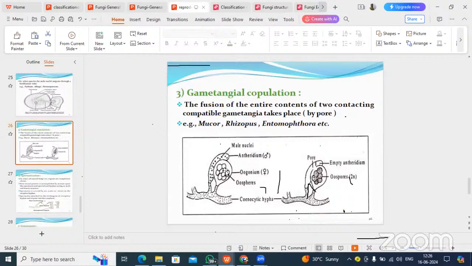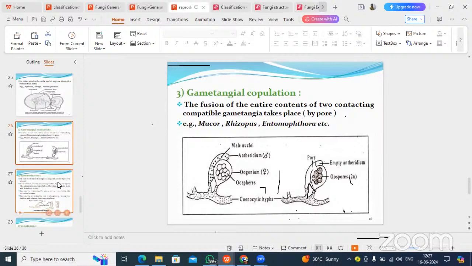Egg cell inside. The antheridia release antheridiospores and it fuses with the egg cell. You see in a single thallus, side by side cells, one cell is forming the archegonium, the oogonium. The other cell is forming the antheridium. These two are joining and sending the antheridia toward the oogonium.